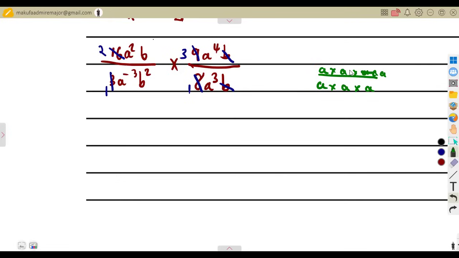So if you cancel these 3 A's against these 3 A's, how many A's will remain? There's only 1. So with some of these ones, you don't need the laws. Yes, you can do that. But you can even consider that there are 3 A's here.